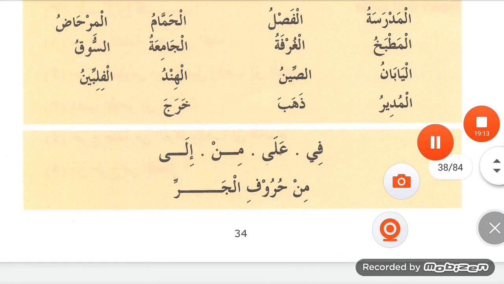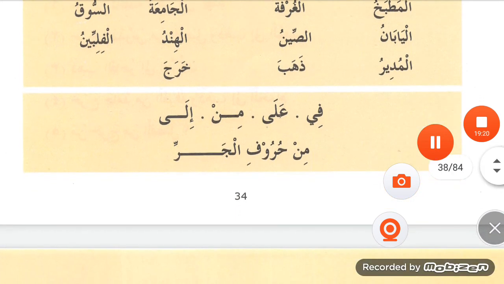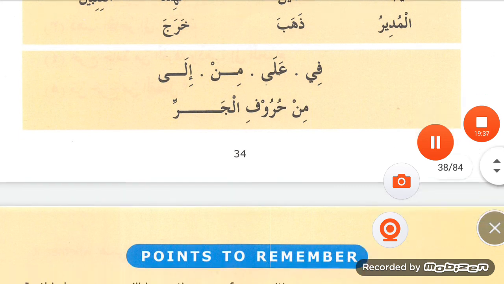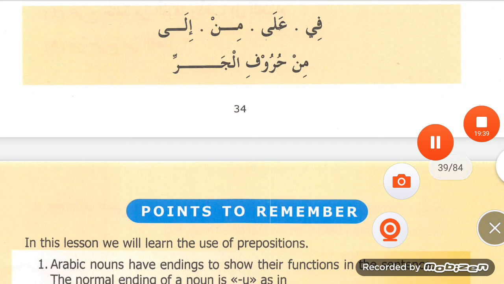Al-jami'atu, the university. As-suqu, the market. Al-yabanu, Japan. As-sinu, China. Al-hindu is India. Al-philippine is the Philippines. Al-mudiru, the principal. Dhahaba is a verb, he went. Kharaja, he left. Fi is a harf particle. In, ala, on, min, from, ila, to.